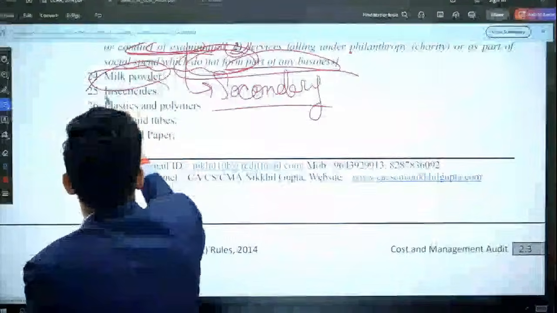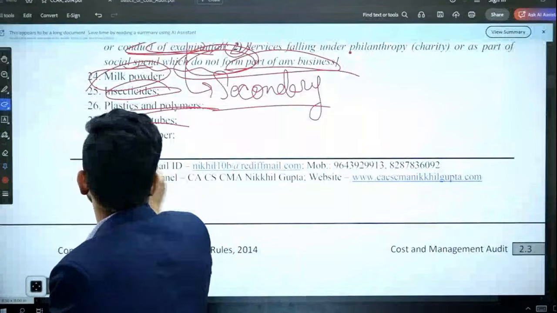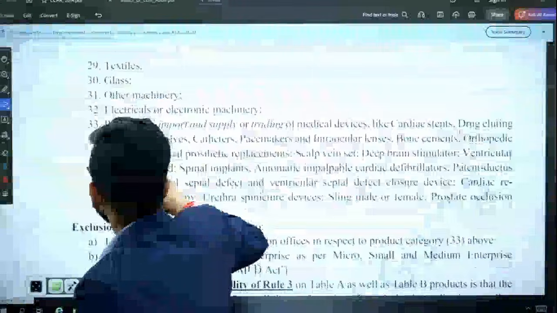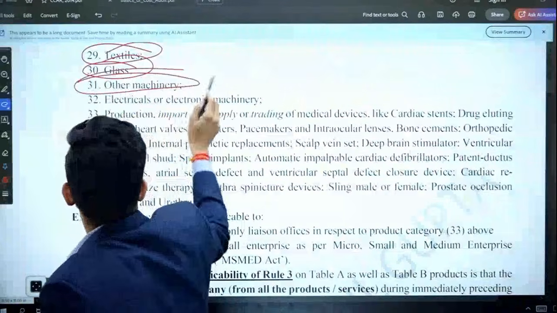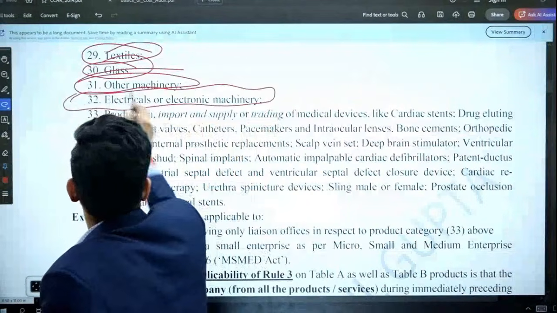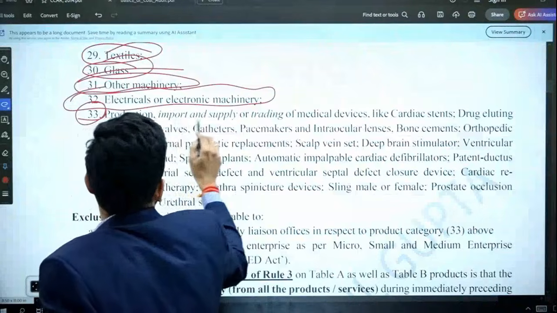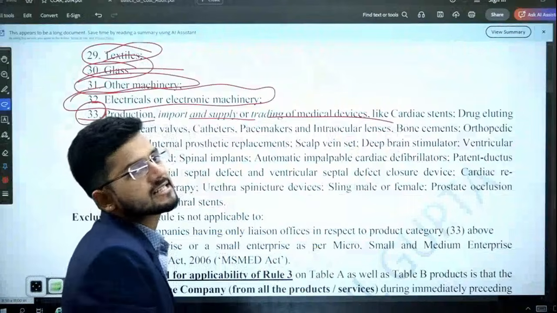Then milk powder, insecticides, plastics and polymers, tires and tubes, pulp and paper, all these are included in cost records. Textiles, glass, other machinery, electrical or electronic machinery, and last is production, import and supply, trading of medical devices.